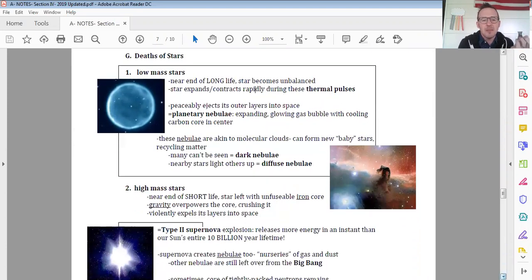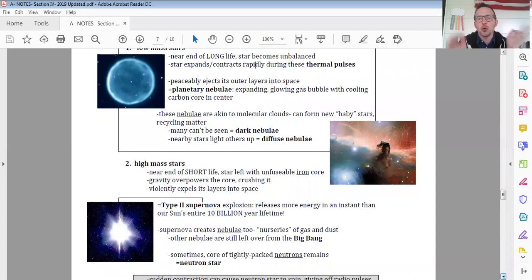Okay, let's talk high mass stars. Near the end of a short life, only a couple million years, this star is left with an unfusible iron core. Once again, this means for the first time, it can no longer resist the ever-present crush of gravity. The seesaw gets flipped, the star gets crushed, then kaboom!